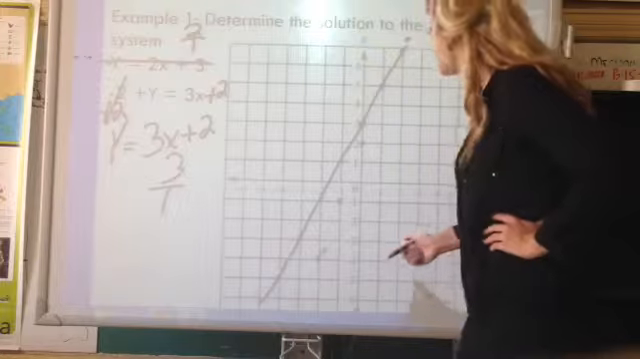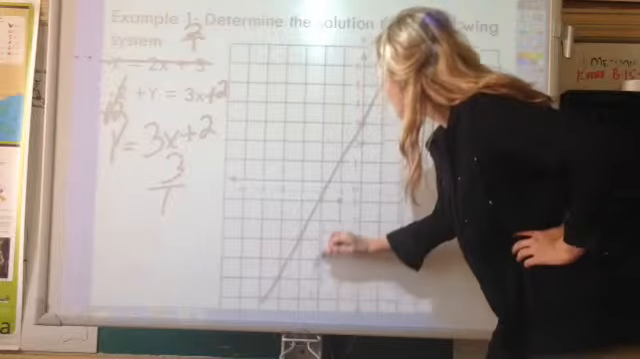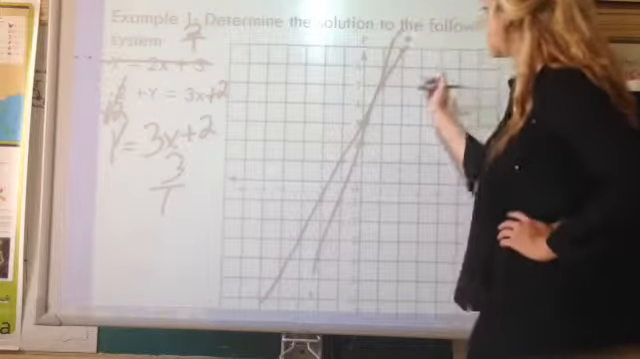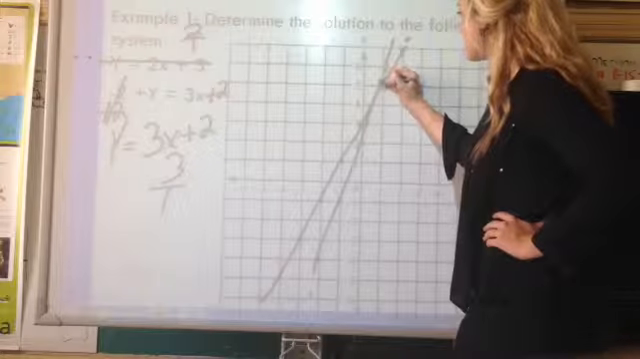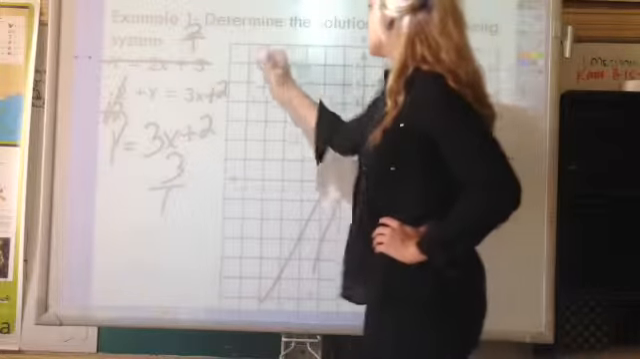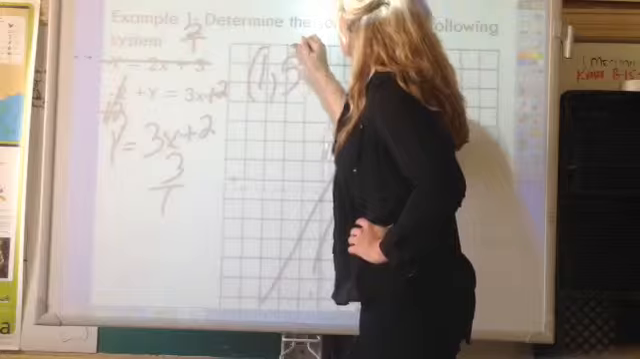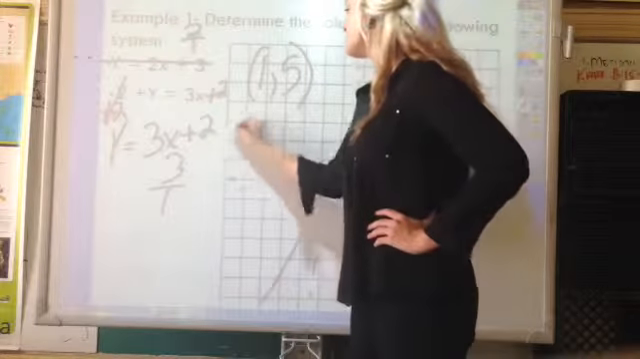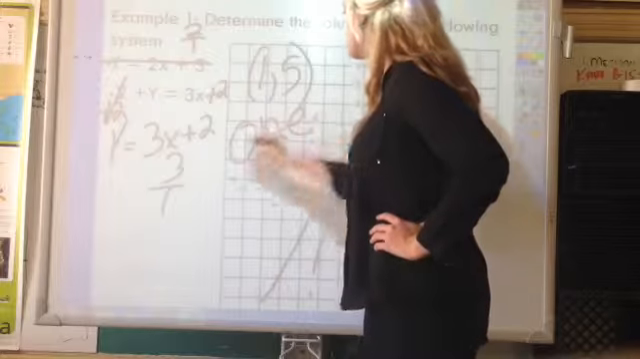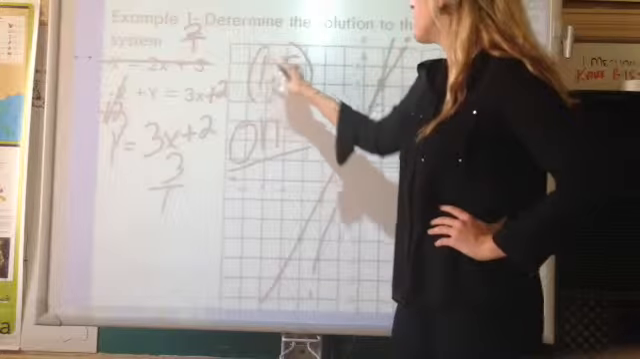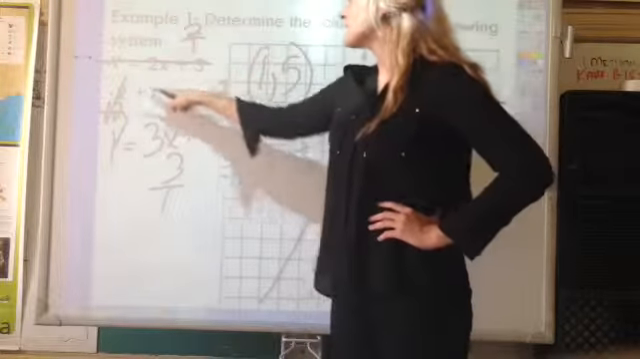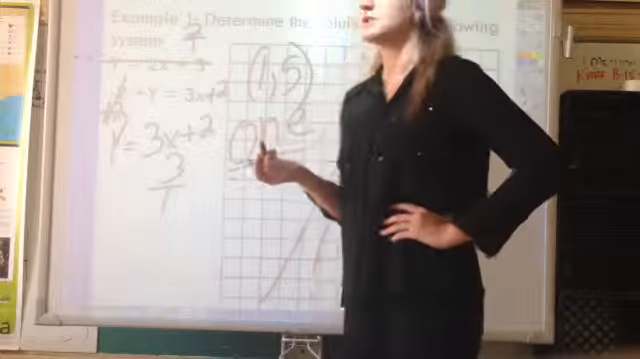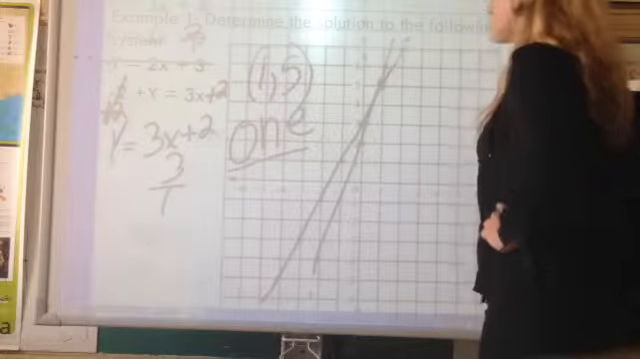And if I go ahead and draw my line, it's a very steep line, I see that my two lines cross at 1, 5. And since my lines cross, this system of equations has one solution. That means I could plug in both of these numbers for my x's and y's in both equations, and the equations would be true. Let's do another one.